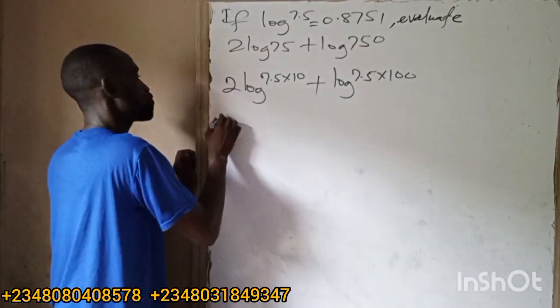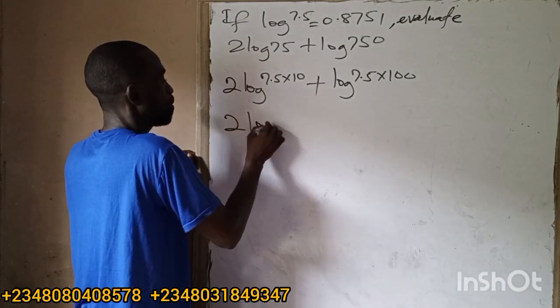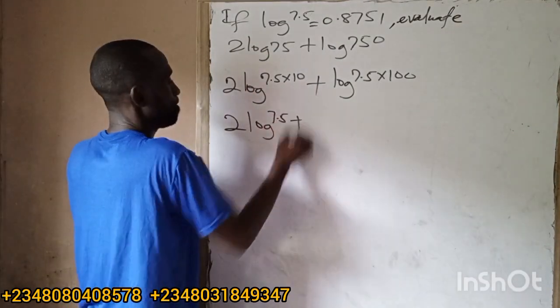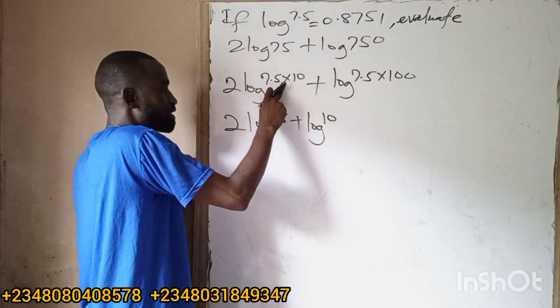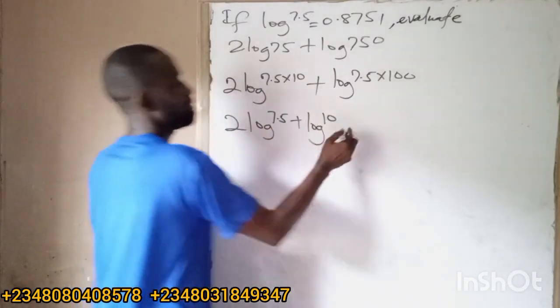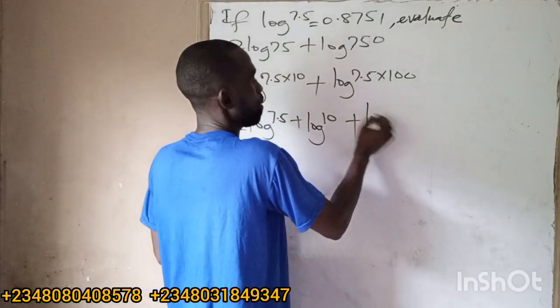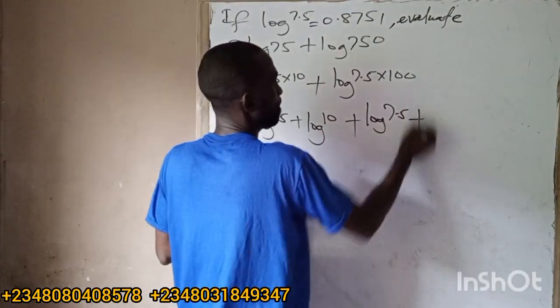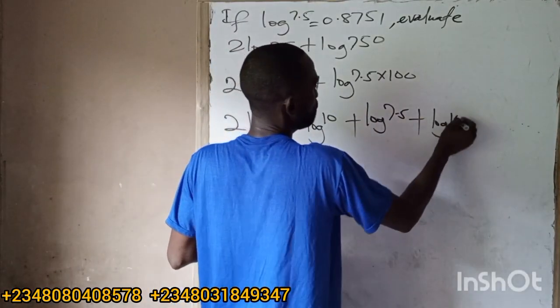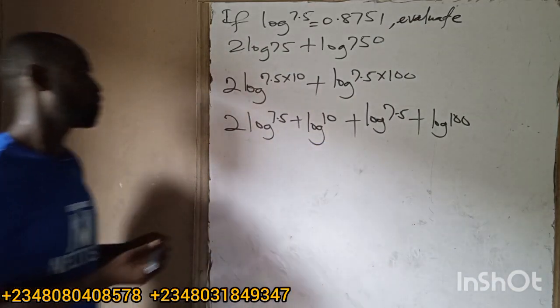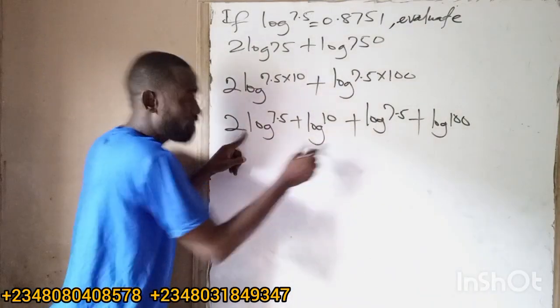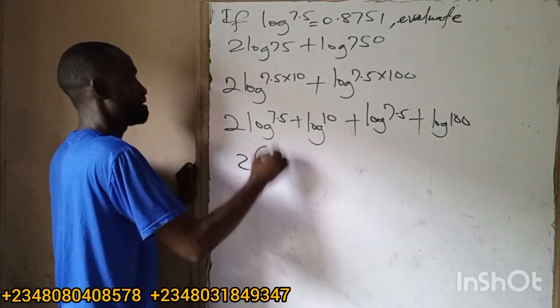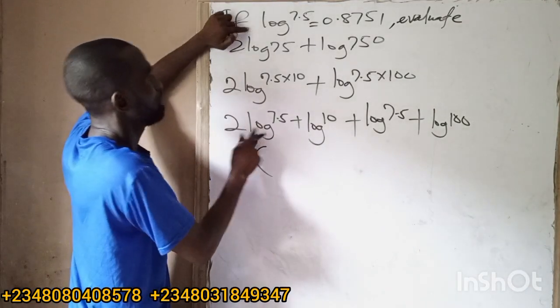So what is this? We have 2 log 7.5 plus log 10. I think you know that from the law, multiplication becomes addition. Then what do we have here? Log of 7.5 plus log of 100. So what's the next thing here? This is multiplying all our results here, so be careful. I'm having 2 brackets. What is log of 7.5?